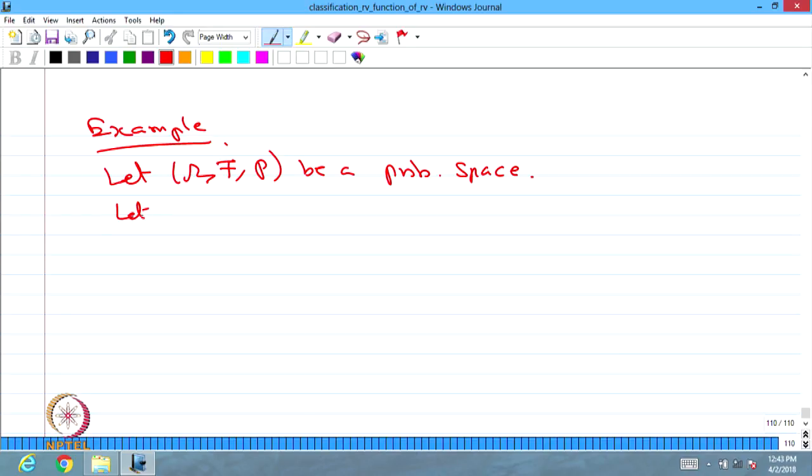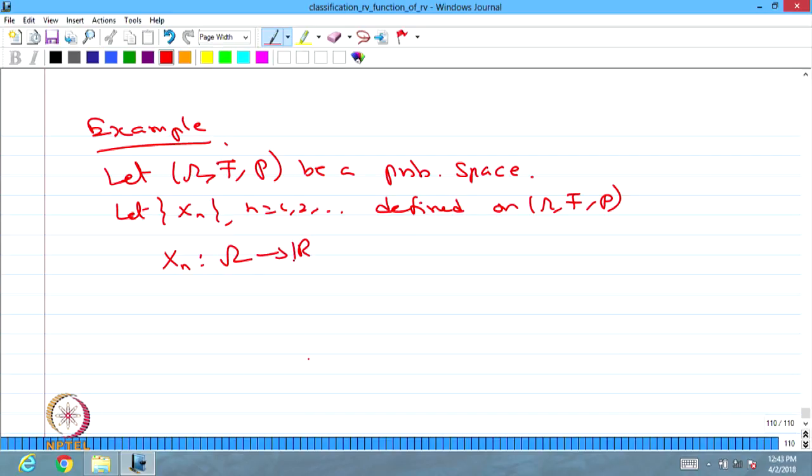Let there be a sequence of random variables defined on the probability space (Ω, F, P), where Xn is a mapping from Ω to the real line such that Xn(ω) is equal to 1 plus 1 by n, for n equal to 1, 2 and so on.